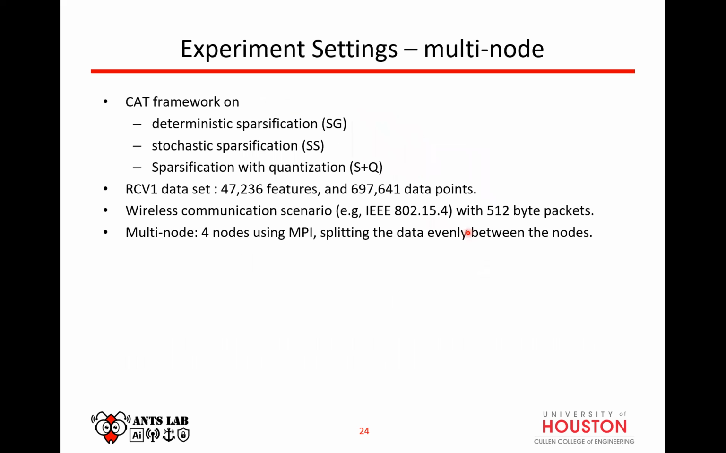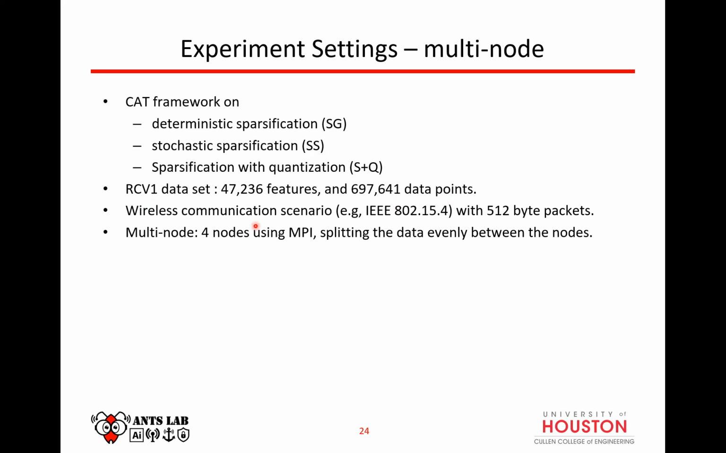And the other setting they have is for the multi-node. For the multi-node, they verify 3 different kinds of compression. One is the deterministic sparsification, the second is the stochastic sparsification, and the third is a method of sparsification plus quantization. So CAT is verified on all these 3 compression methods. And they use a Reuters news dataset, the RCV1, which is also very huge. It has about 47,236 features and 600K plus data points.